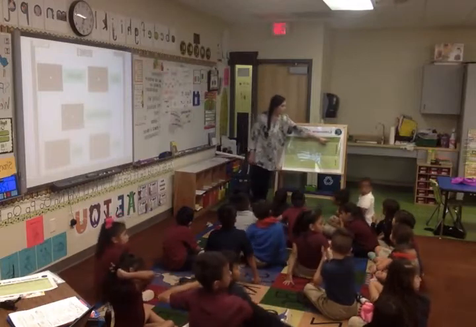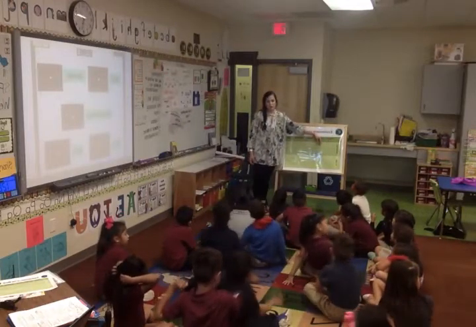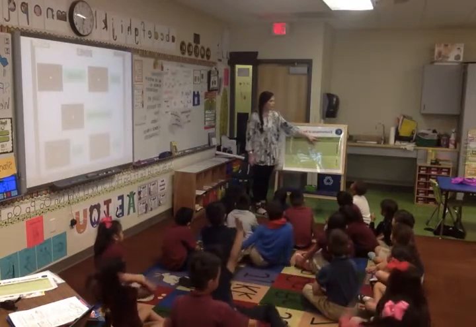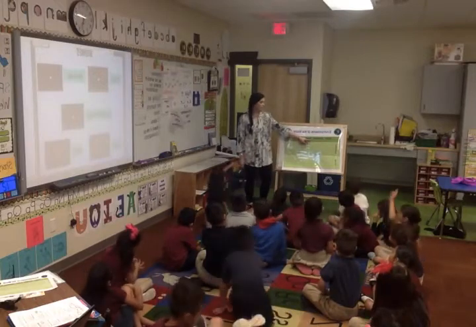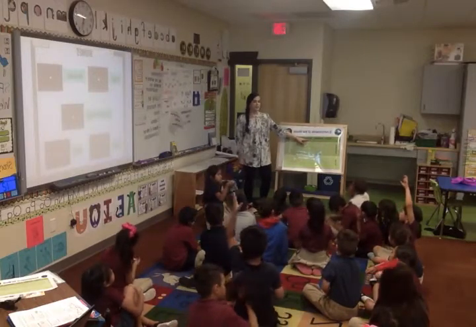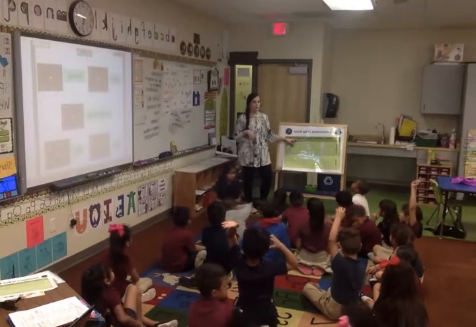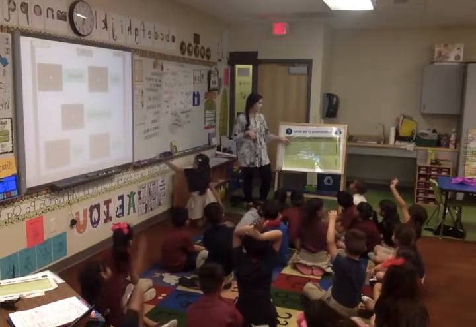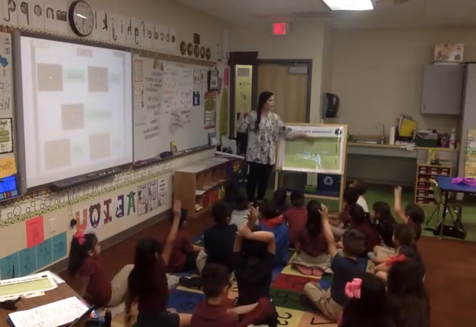This first one says tundra. Can everyone say tundra? Tundra. This second one says grassland. Can everyone say grassland? Grassland. This third one says desert. Desert. This fourth one says rainforest. Rainforest. And this fifth one says ocean. Ocean. Raise your hand if you've ever heard of one of these.